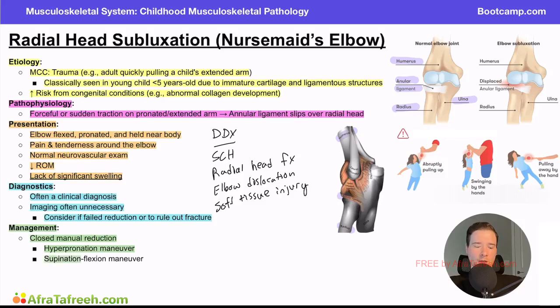Additionally, another maneuver is called the supination flexion maneuver. And this has to do with doing the opposite. You're now supinating the hand. So you're turning the hand up and you are flexing it. So you're bringing it towards their body. Remember, extension of the arm, flexion of the arm, pronation, supination.